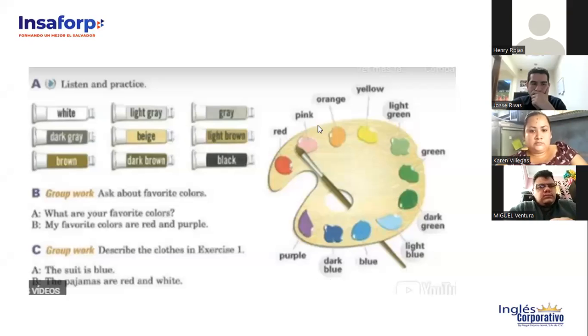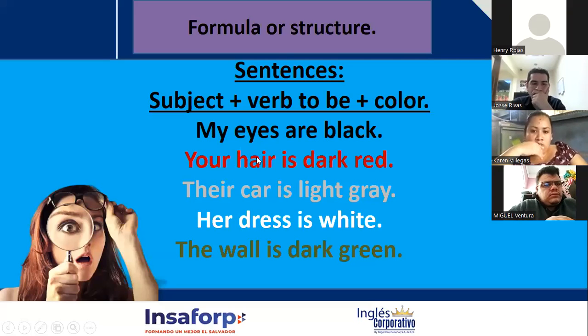And to say a light color is más claro, ¿verdad? And dark is más oscuro. So this is the formula or the structure. Remember, when we talk about the color, all the colors are adjectives. Los colores son adjetivos. Así que vamos a seguir esa misma estructura.